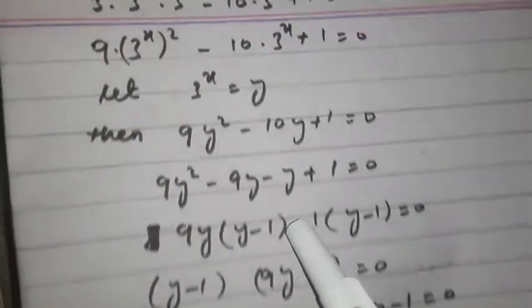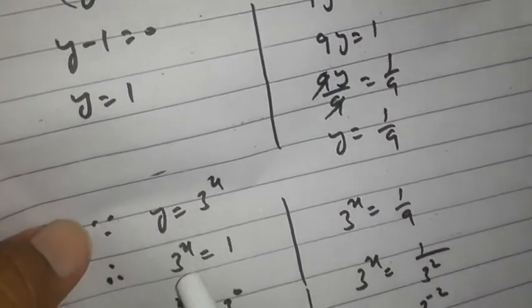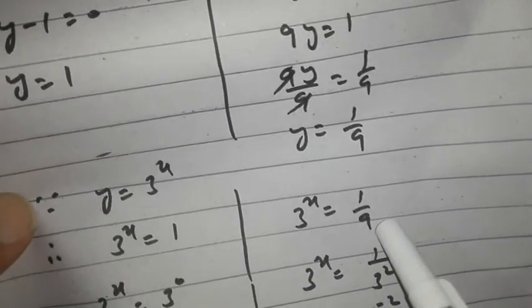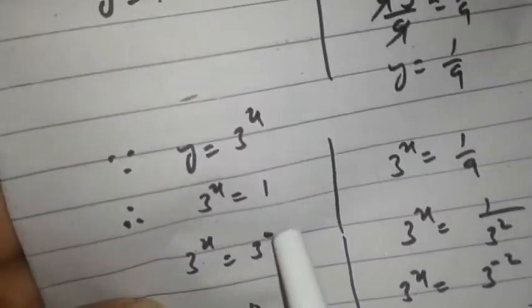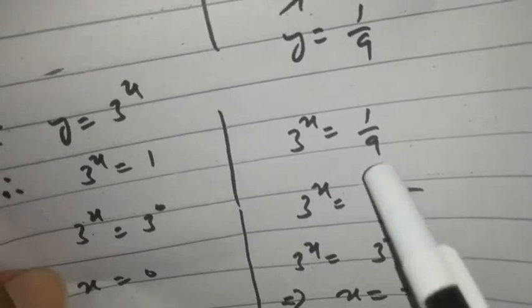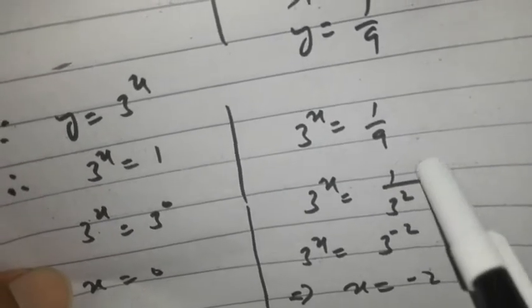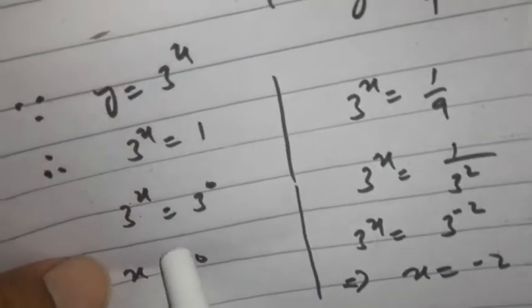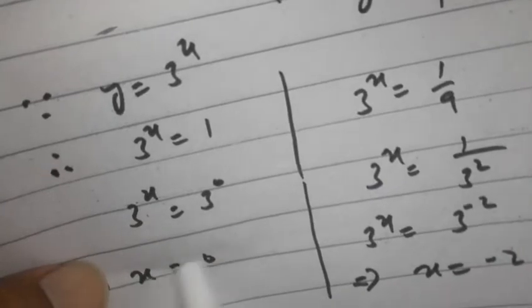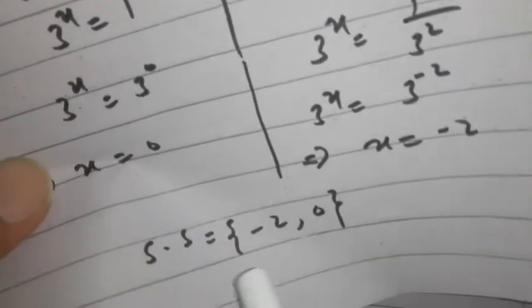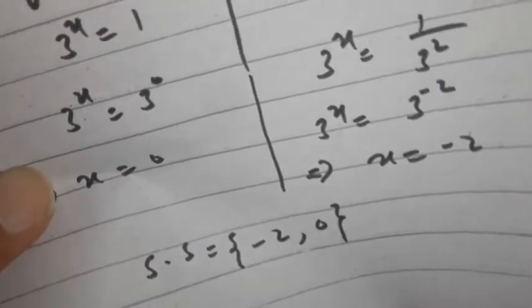Now as we have supposed here that 3 power x equals to y, we can put 3 power x in place of this y, so we get 3 power x equals to 1 and 3 power x equals to 1 over 9. Now we can write this 1 as 3 power 0, and this 1 over 9 is 1 over 3 square. Shift this 3 square here, so we get 3 power minus 2. Here look, the bases are the same, so their exponents will be equal, and here the bases are equal, so their exponents will be equal, so we get the solution set minus 2, 0.